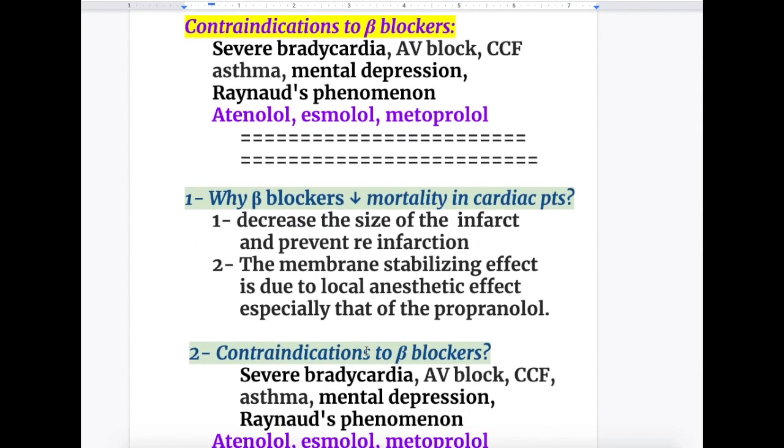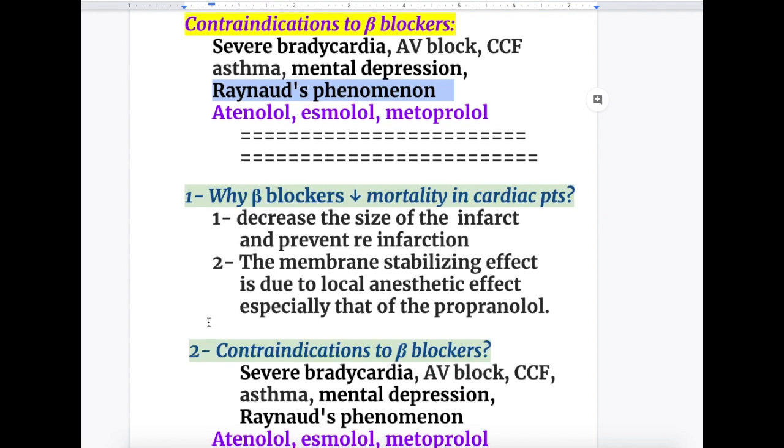Now, relative contraindications of beta blockers are severe bradycardia, AV block, severe congestive cardiac failure, asthma, reversible respiratory disorders, mental depression, and Raynaud's phenomenon is also a contraindication.